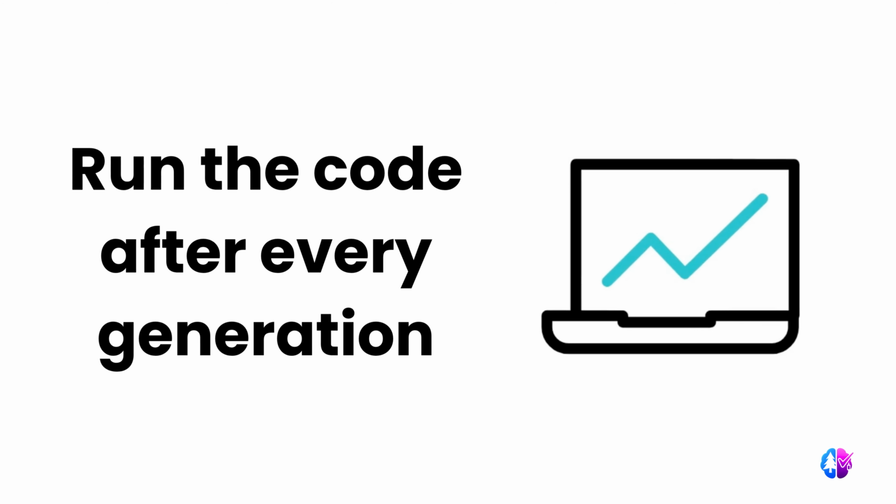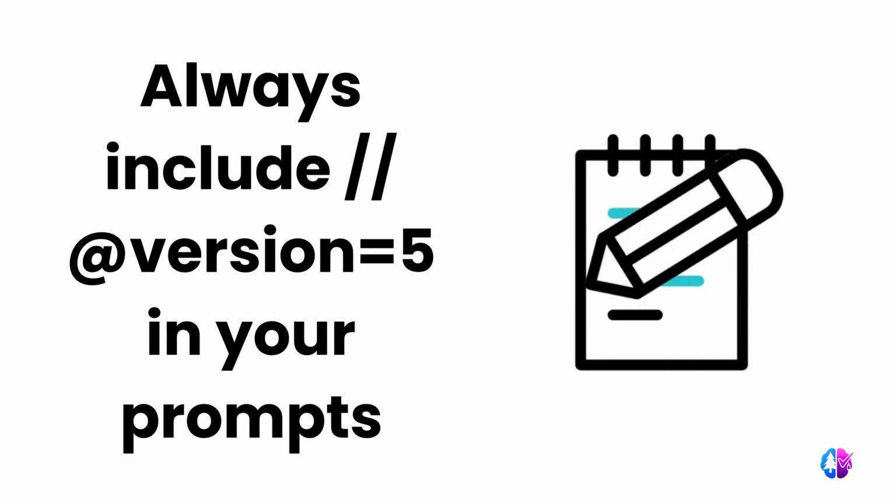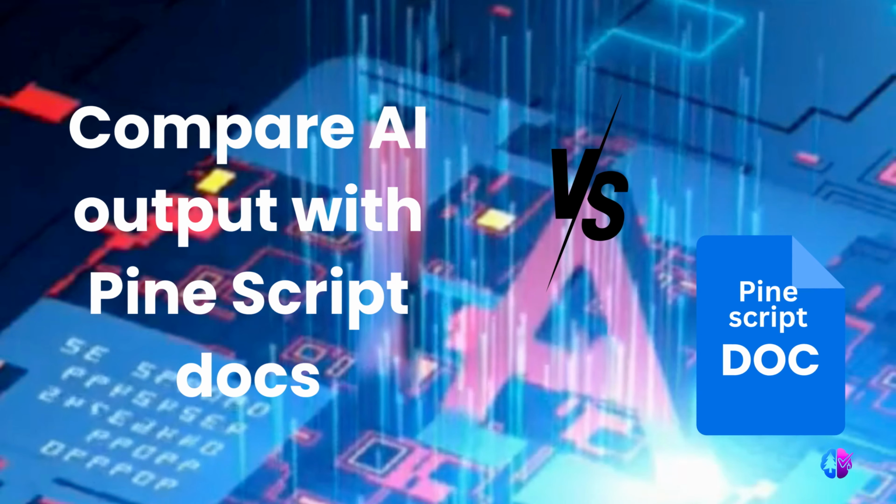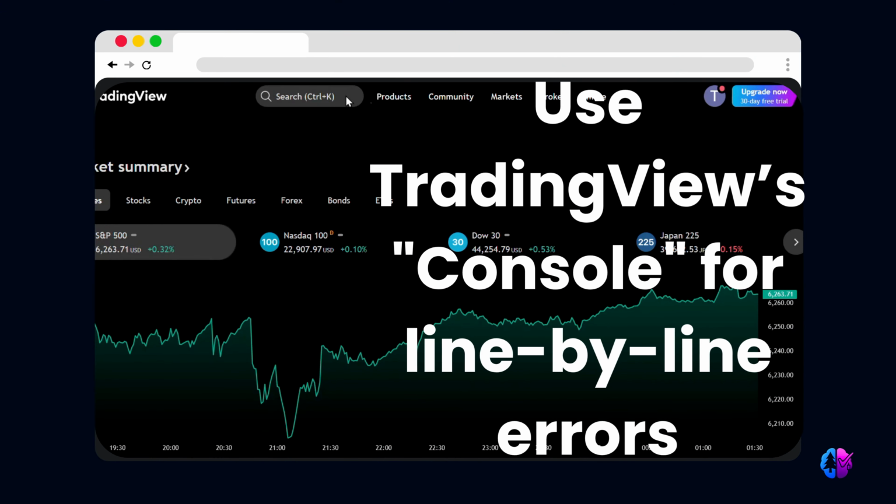Best practices for AI debugging. Run the code after every generation. Always include version equals 5 in your prompts. Compare AI output with Pine Script docs. Use TradingView's console for line-by-line errors.